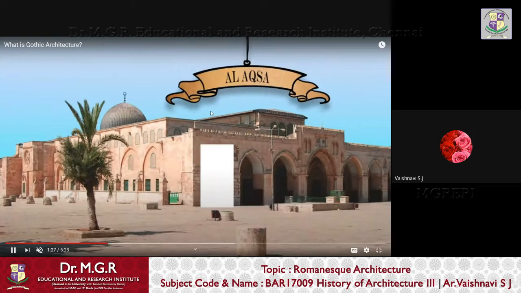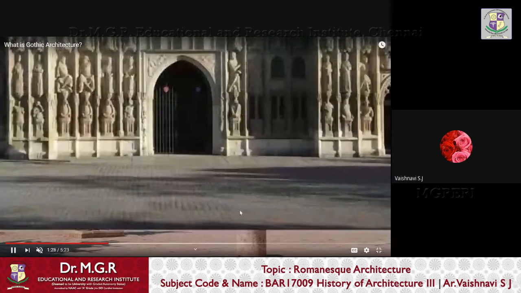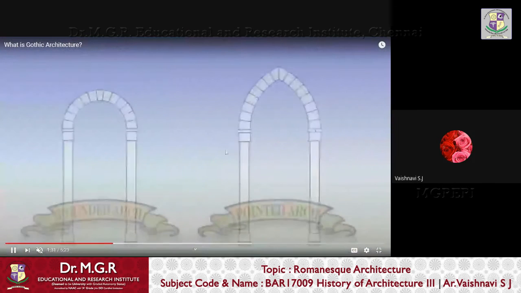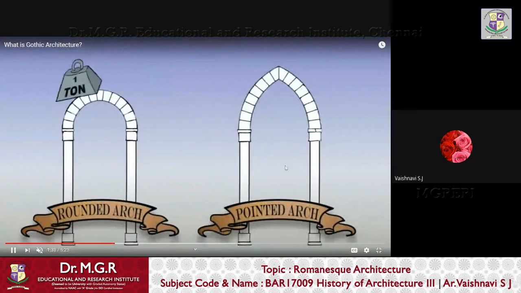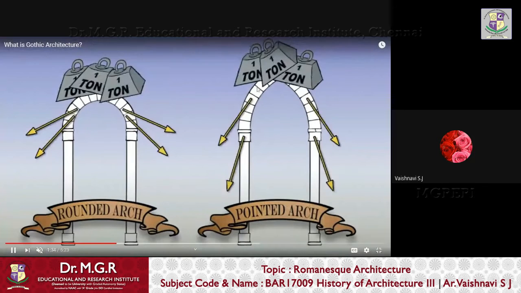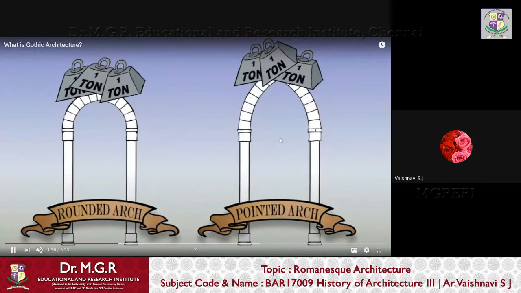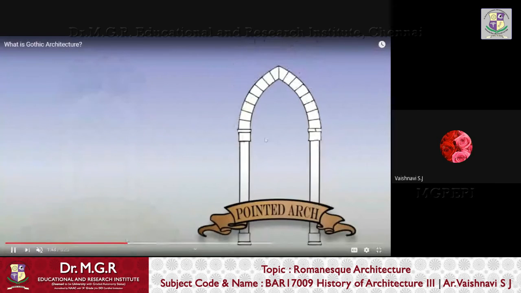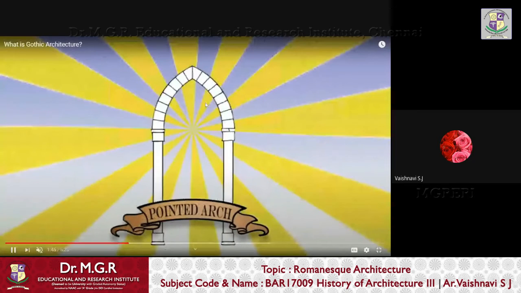So they actually took this pointed arch from this Aqsa. So that's what they are showing here. So the style is chosen from some other style of architecture, but not their own. When you put a lot of weight on semicircular arches, you can see that the arch will break down, and a pointed arch will not break down easily. That's why they started using the pointed arch.